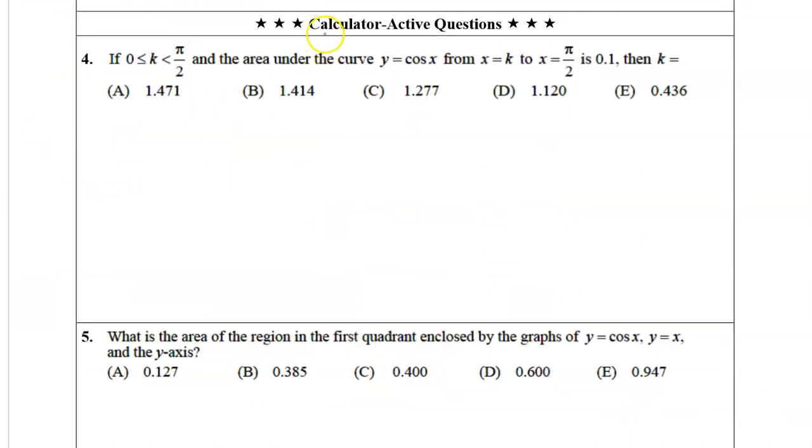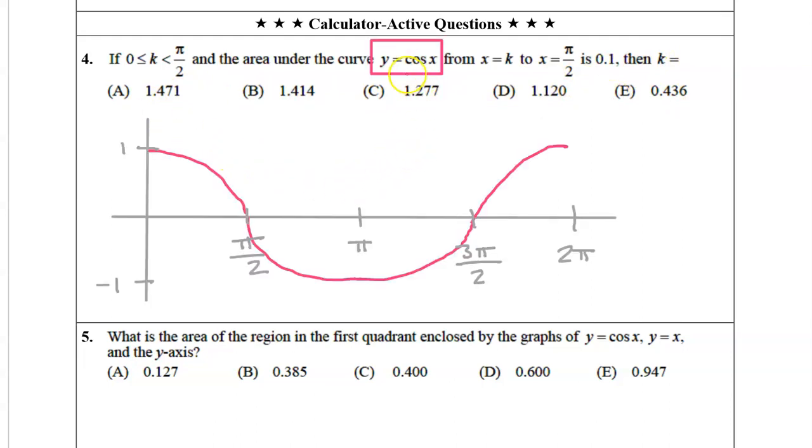The last 3 problems are calculator active, so we will use our graphing calculator as needed. Number 4. If k is between 0 and pi over 2, and the area under the curve y equals cosine x from x equals k to x equals pi over 2 is 0.1, then k equals which of these?